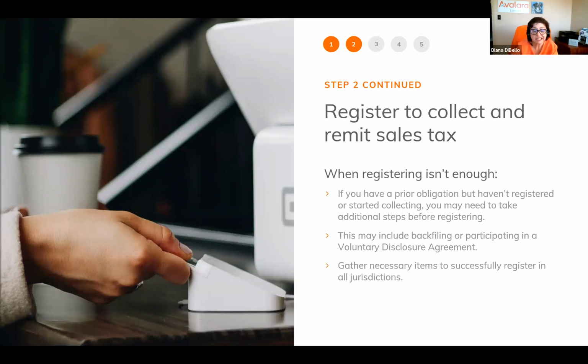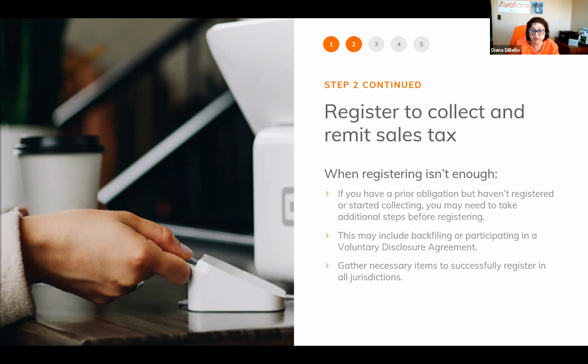So when registering isn't necessarily enough. If you have a prior obligation, like that previous client I was just talking to you about who had physical nexus for prior years, then it's important to understand what your risks are. So you want to do a risk assessment that will identify and quantify any exposure for uncollected and unremitted taxes. If you have physical presence, that is going to bear more weight with the jurisdiction to look back and require you to go further back to collect those taxes.